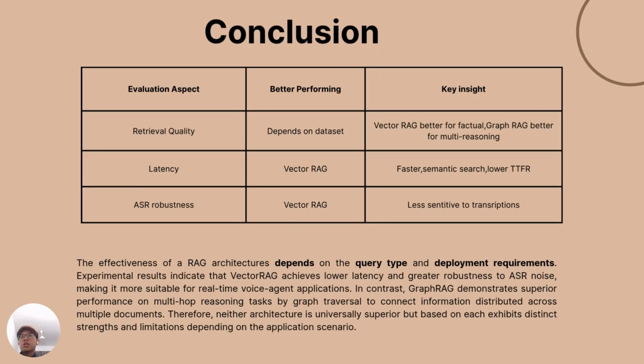So in conclusion, neither architecture is universally superior. VectorRAG performs better for factual questions, offers lower latency, and is more robust against ASR errors, making it suitable for real-time voice agents. While GraphRAG excels in multi-hop reasoning tasks by connecting information distributed across multiple documents. Therefore, the choice of architecture depends on application requirements and query types.